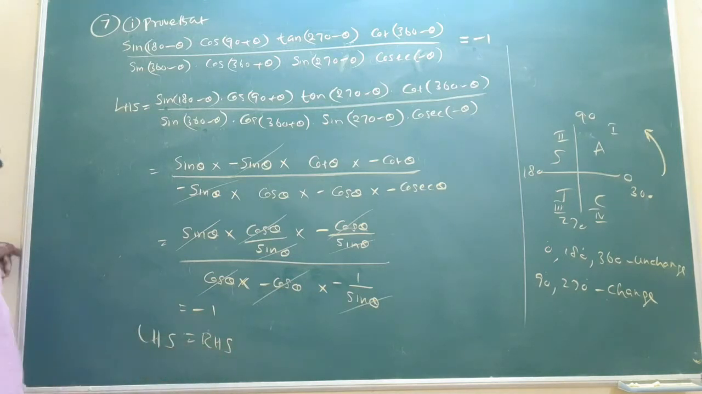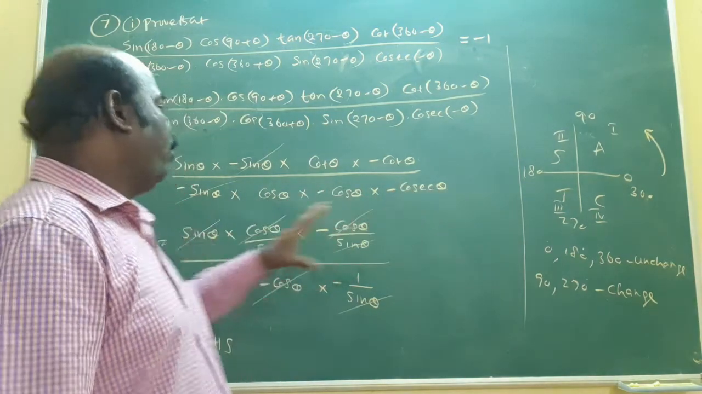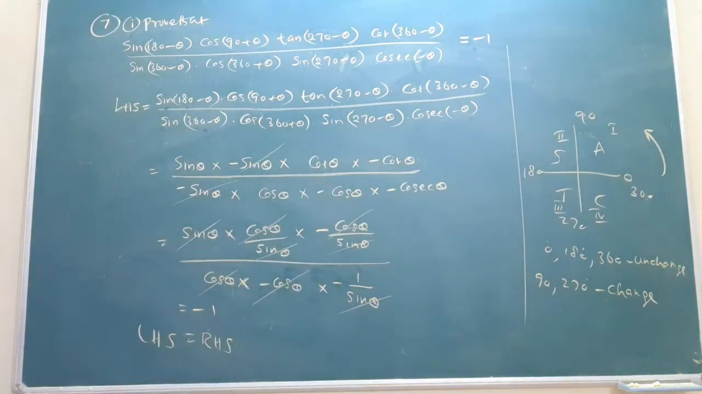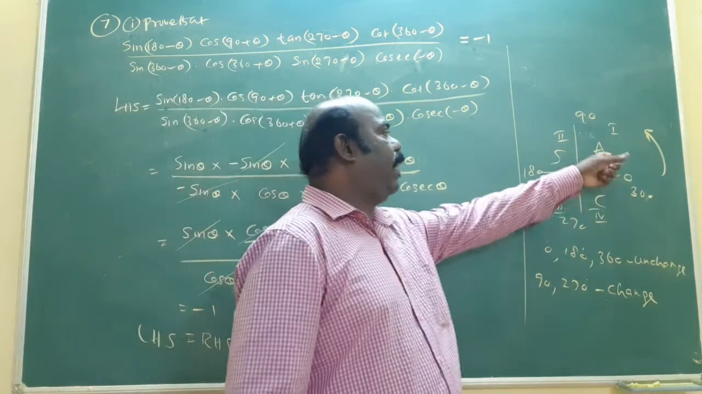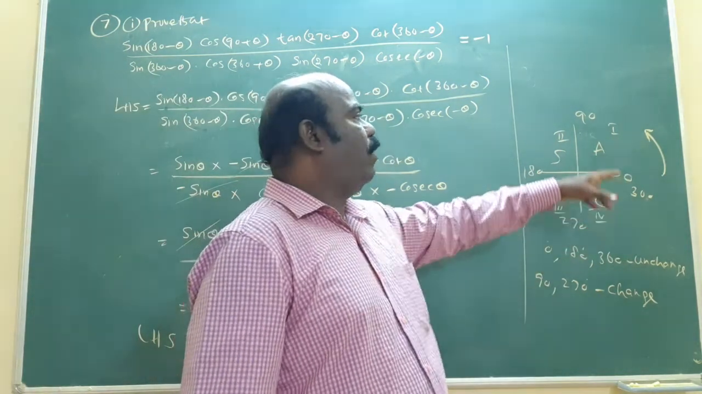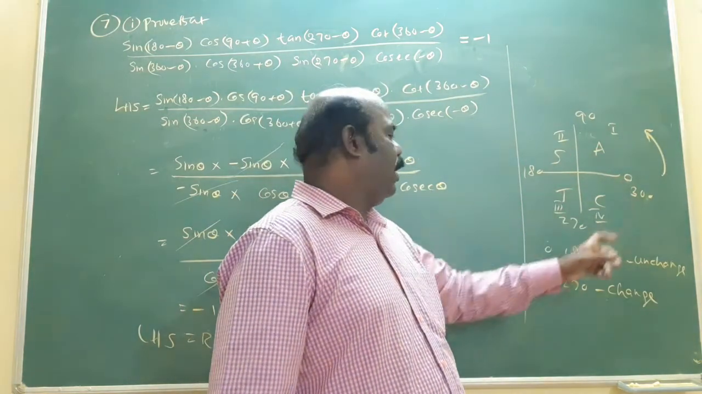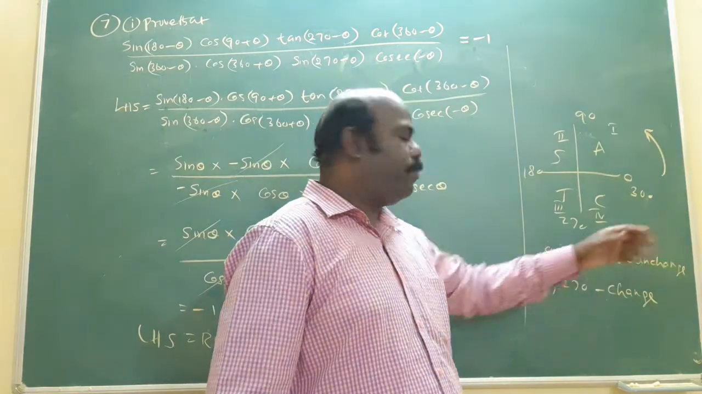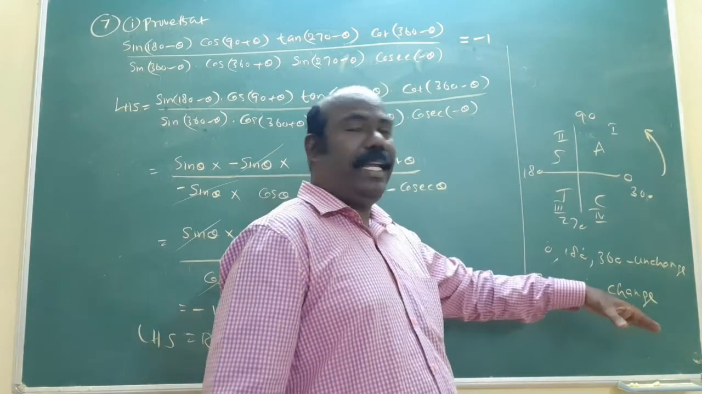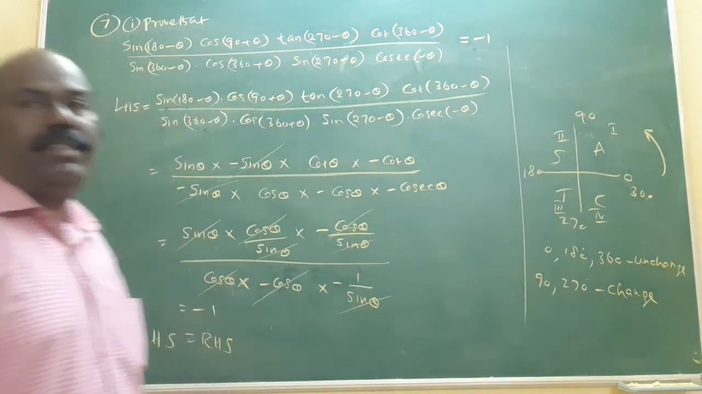Start with LHS. By using this idea, you will find the answer. LHS will definitely become RHS. You must know this idea. One table, A, S, T, C. Then first quadrant all positive, second quadrant sin positive, third tan positive, fourth cos positive. Then 0, 180, 360 unchanged. 90, 270 change. In this way you find the answer. That's all.